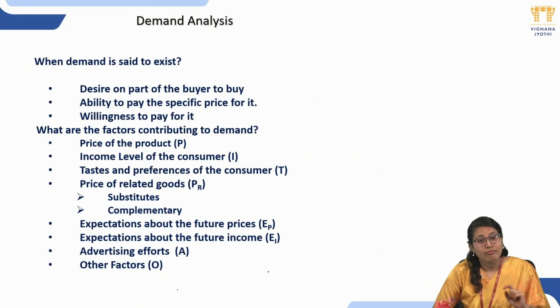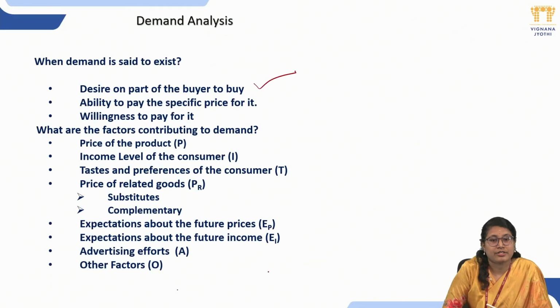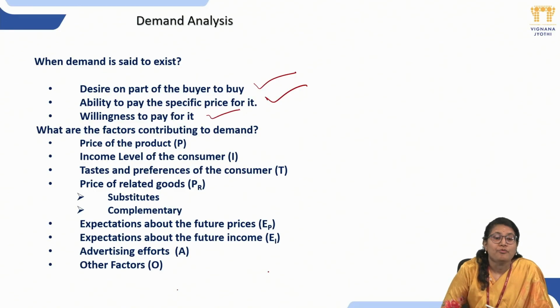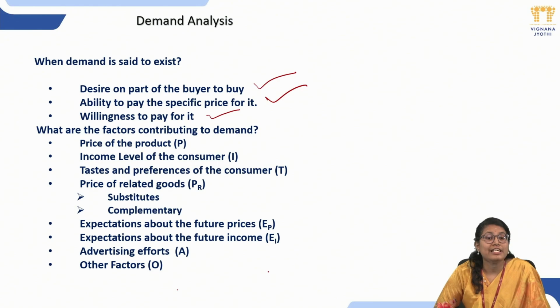If there is desire for the product, there should be desire first of all. Without the desire, we don't get an idea to purchase. And the ability to pay for it means our income level is very much important. If we do not have the capacity to pay for it, we are not going to purchase. And we have to accept the price, the willingness to pay for that. So these three constitute demand for a product.